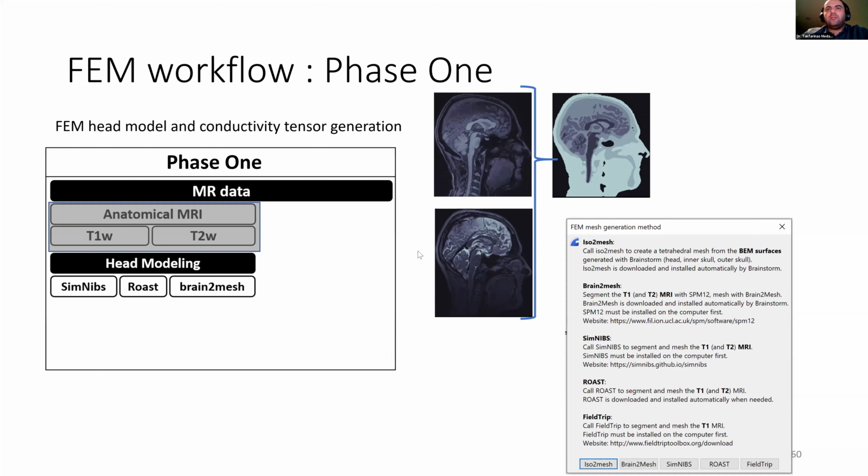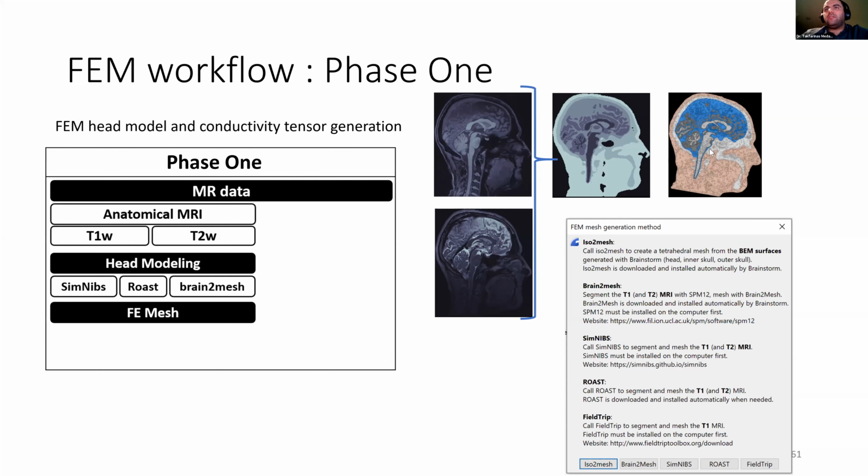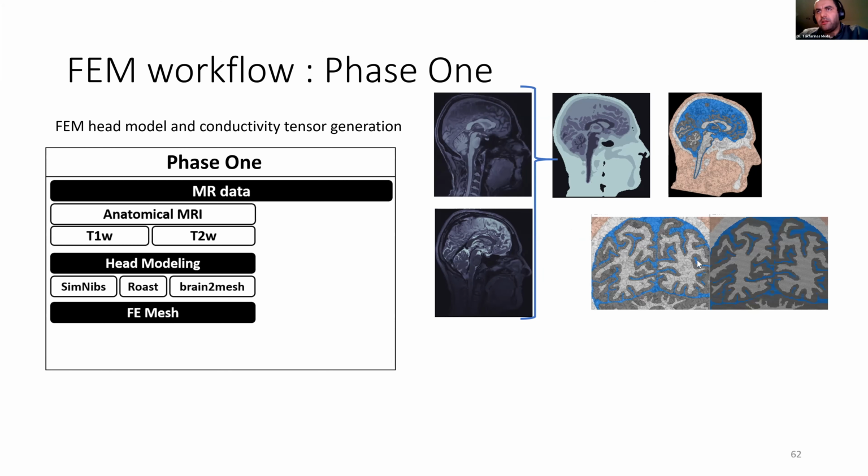For that, there are some tools that are already integrated in Brainstorm that allow the segmentation. So the user just uses Brainstorm and everything is documented. The first step is the segmentation of the T1 and T2. This is the list of the tools or plug-ins which are already integrated. From the segmentation, we can generate the FEM mesh. And as I said before, the mesh can be either tetrahedral or hexahedral.